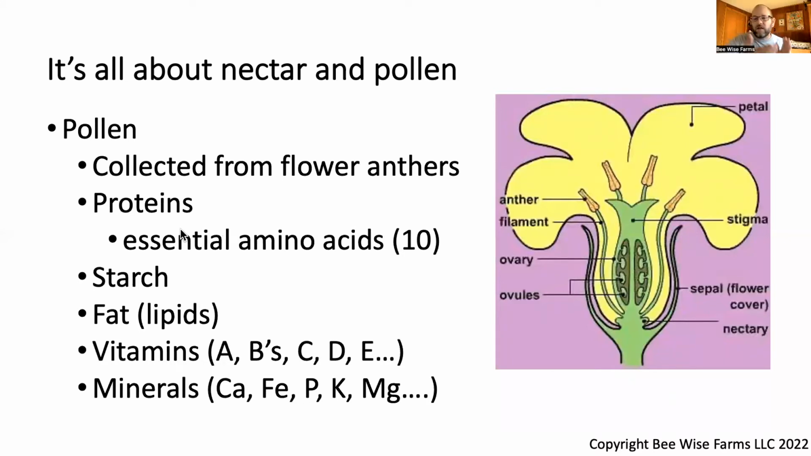Pollen. Pollen is the other food item that honeybees and pollinators are after. It's collected from the flower anthers, and as you can see in this diagram right here, you want to pay attention to where the anthers usually are located, which is usually at the top side of the sexual organs of the flower. But you see that those anthers are usually up front, and that means that when the insect comes to the flower, they're hitting the anthers first, which is where the pollen's at, and that's attaching to them.